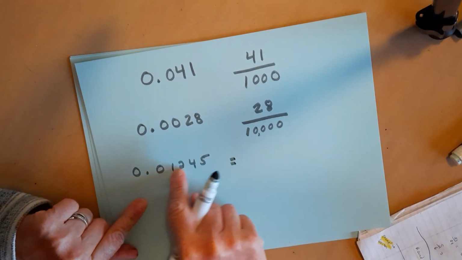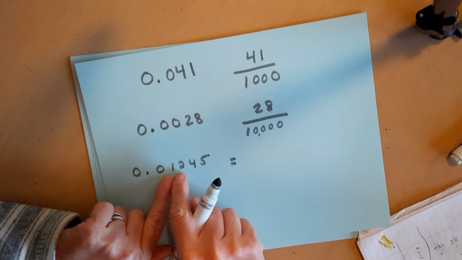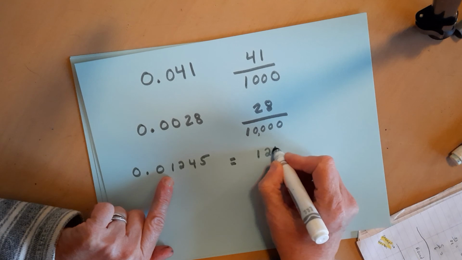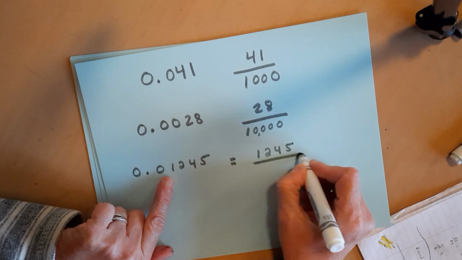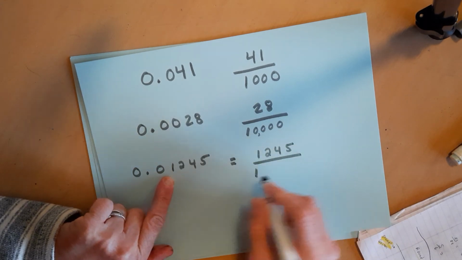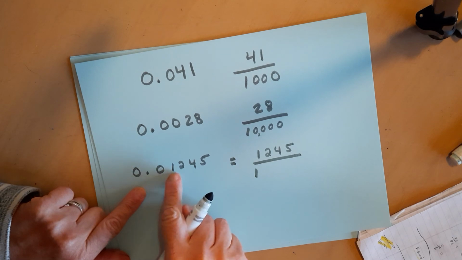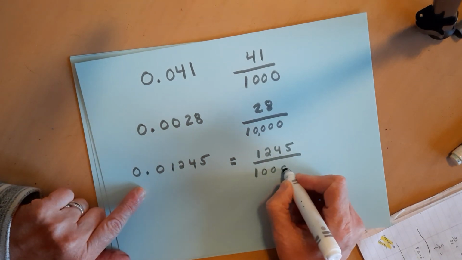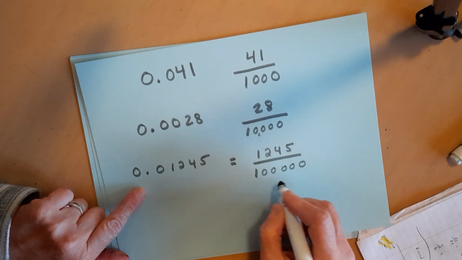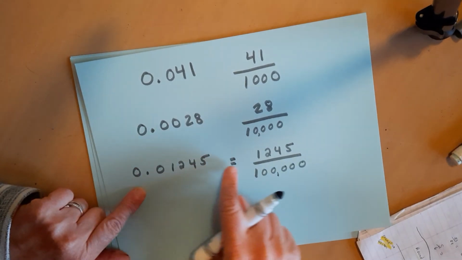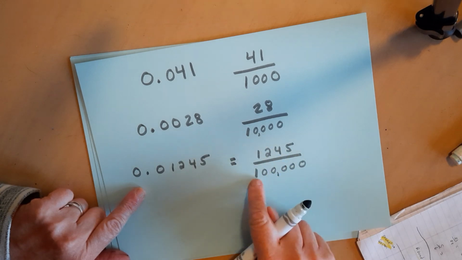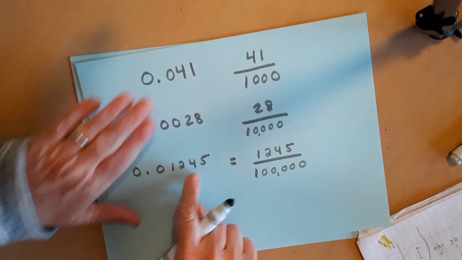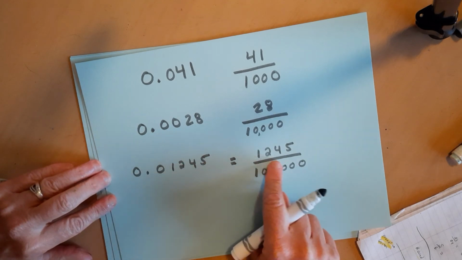If I showed you this number, which looks kind of complicated, it actually won't be. To change this decimal into a fraction, we say it's 1,245. We just rewrite that. Over, we put down the 1 and we count how many places. 1, 2, 3, 4, 5. So we need to add 5 zeros. This number is 1,245 100,000ths. That's how you would change these decimals into a fraction.